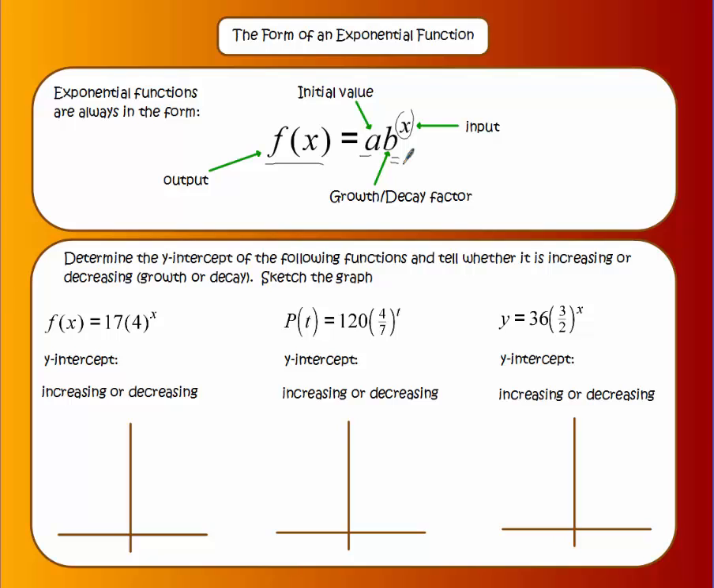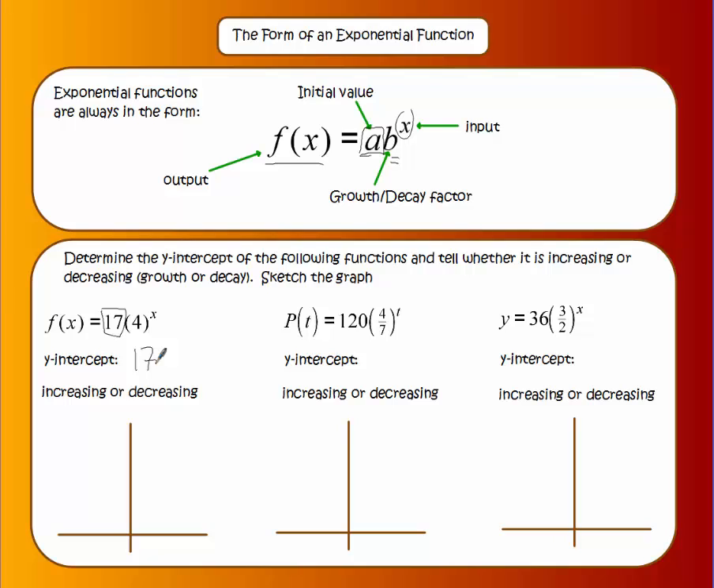Can we determine the y-intercept of the following functions and tell whether it's increasing or decreasing, growth or decay, and then sketch the graph real quick? So this is really, really easy. Remember, the y-intercept is always the starting point or the initial value. Well, the initial value is always this a piece. So in this example here, f of x equals 17 times 4 to the x, the starting value is that 17. So that means that is the y-intercept.